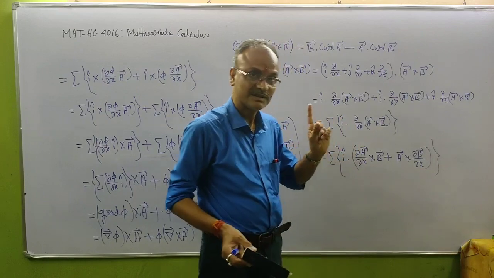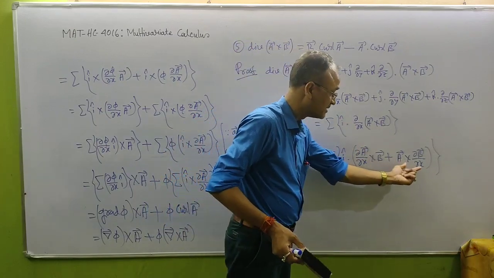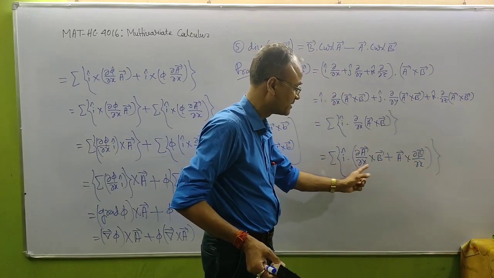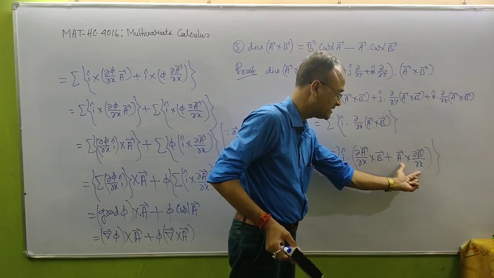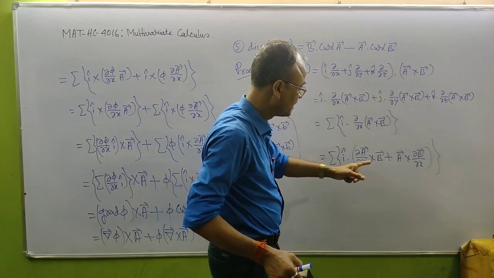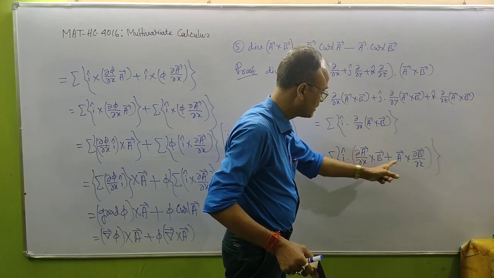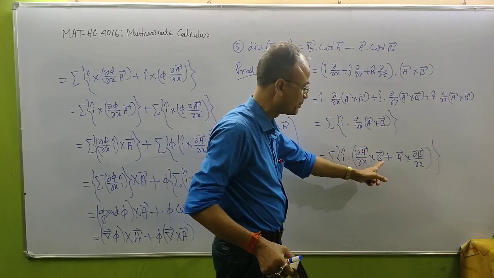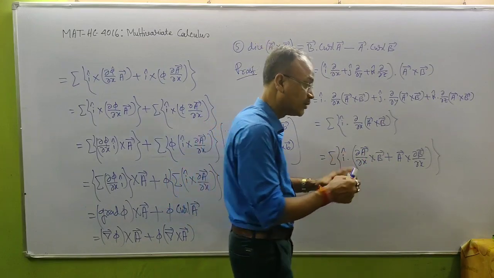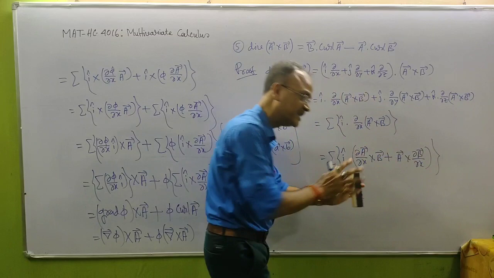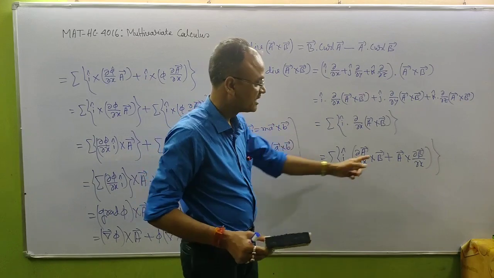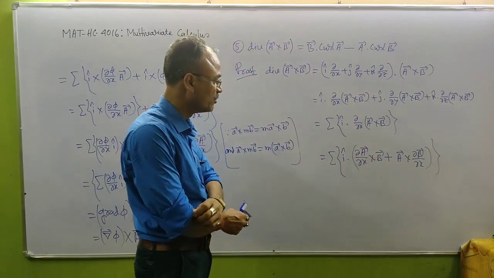Now you may write this first, A cross del B by del x plus del A vector by del x cross B. First you may write this, then you may write this. You can write in this way also, but you cannot write B cross del A by del x in place of del A vector by del x cross B. The whole terms can be interchanged, but these two and these two cannot be interchanged, because this is a cross product. You know this one.